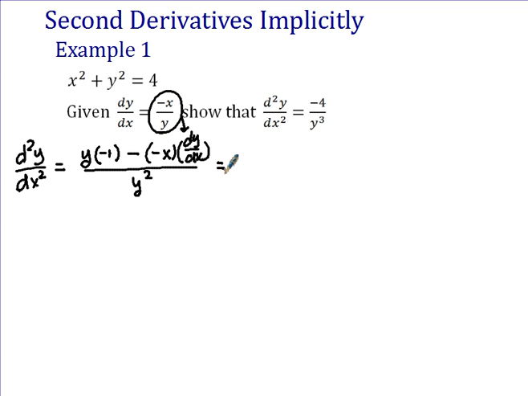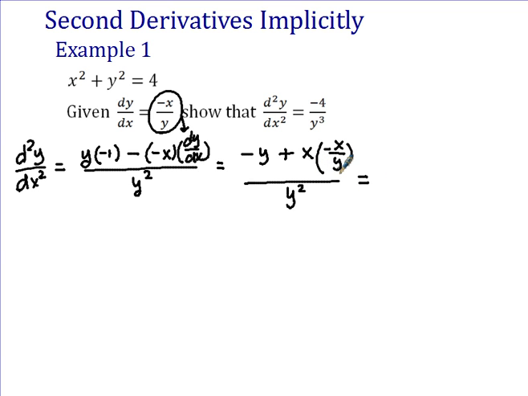So let's rewrite this, plugging in negative x over y for the dy dx. Here at the beginning I have y times negative 1, which is negative y. And then I have minus a negative x, so I'm going to say plus x times dy dx, which is negative x over y. And that is all over y squared. So notice we have a fraction in our numerator and then another separate term. I need to get a common denominator in the numerator so that I can combine those terms together.